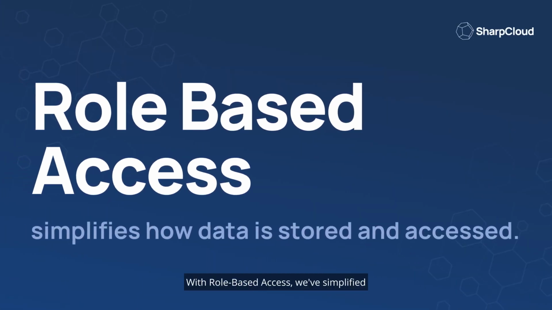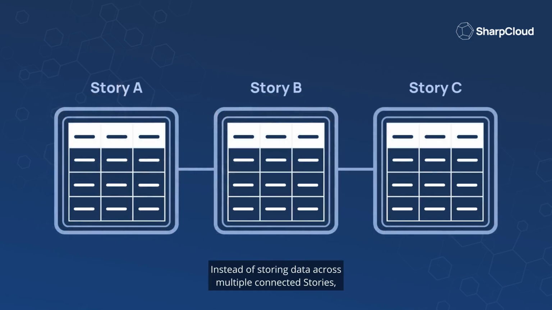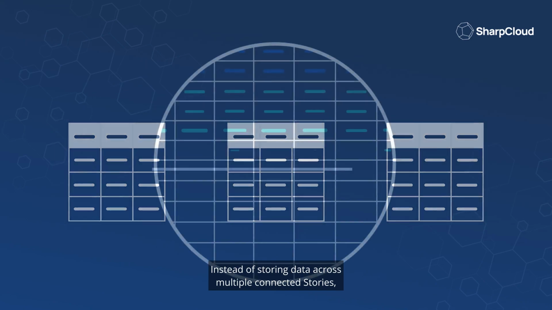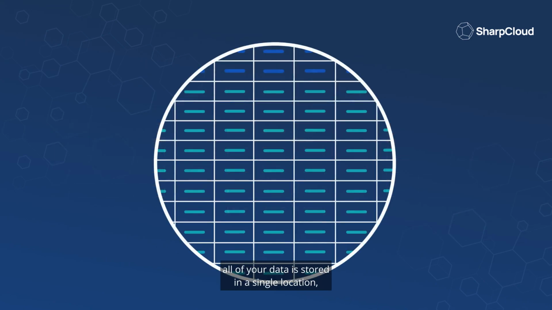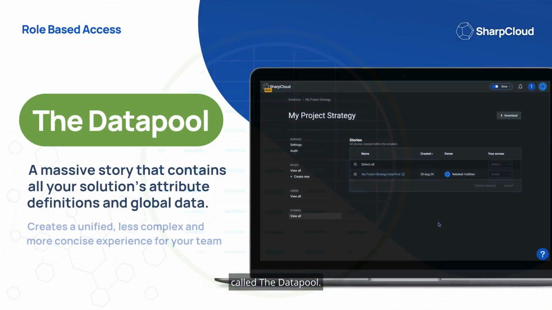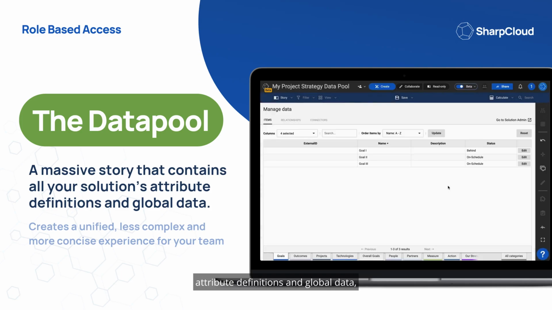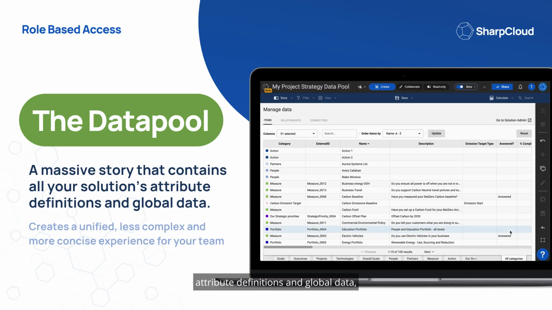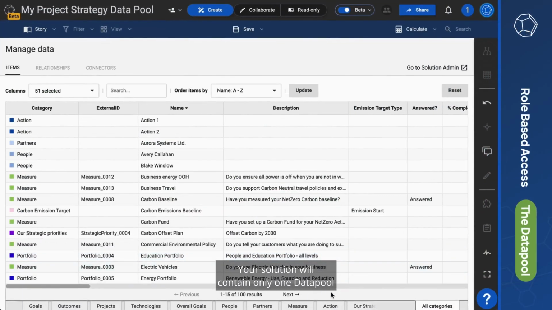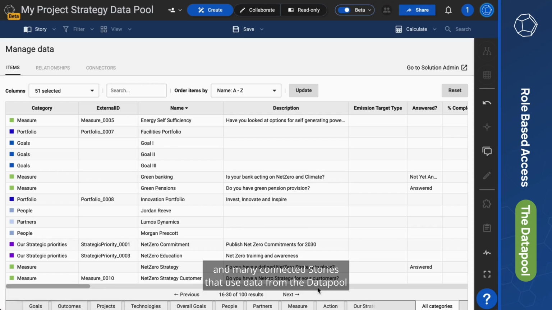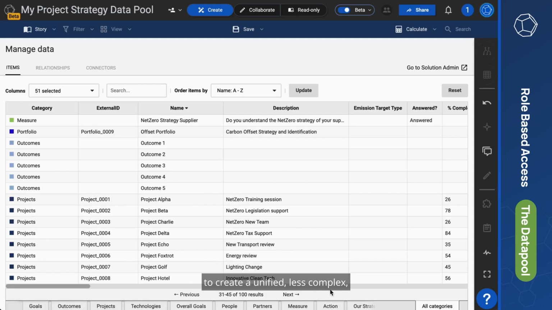With role-based access, we've simplified how data is stored and accessed. Instead of storing data across multiple connected stories, all of your data is stored in a single location, called the data pool. Think of your data pool as a massive story that contains all of your solution's attribute definitions and global data and is only accessible to solution architects. Your solution will contain only one data pool and many connected stories that use data from the data pool to create a unified, less complex, and more concise experience for your team.